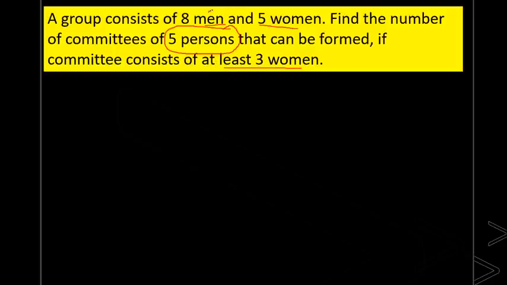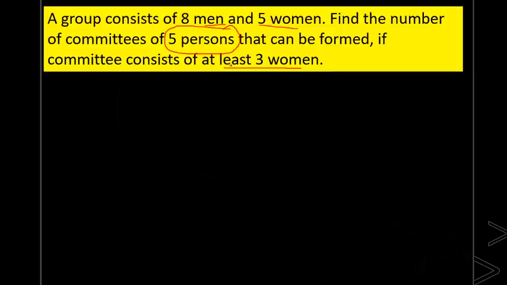Is that clear? Your group totally contains 8 men and 5 women. From this total of 13 persons, we are going to choose 5 persons. So it could be all men, it could be all women, or 4 men and 1 woman. However, it has many possibilities, right? But you cannot choose with all the possibilities. The committee should contain at least 3 women.